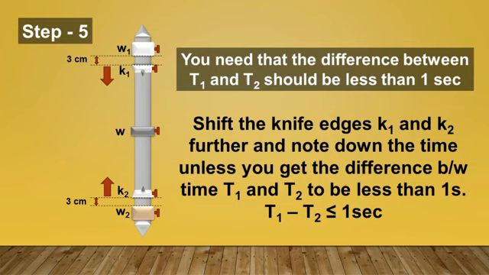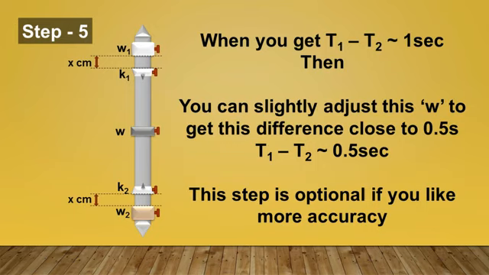If it is less than 1 second, then it is fine. Otherwise, you can shift the knife edges K1 and K2 further to reduce this time. Finally, you will reach a state where the time difference between T1 and T2 is around 1 second. Now, you can slightly adjust this ring W to get this difference close to 0.5 second. This step is optional. The lower value of this time difference will increase the accuracy of this measurement.